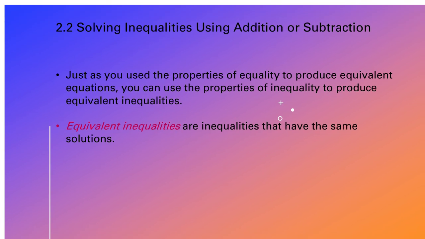Greater than, less than, I'm sorry, I did that one backwards. Greater than, less than, greater than or equal to, or less than or equal to, right? An equation, we already know that's going to be an equal sign. So just as you use the properties of equality to produce equivalent equations, you can use the properties of inequality to produce equivalent inequalities. Equivalent means what? They have the same solution, okay?